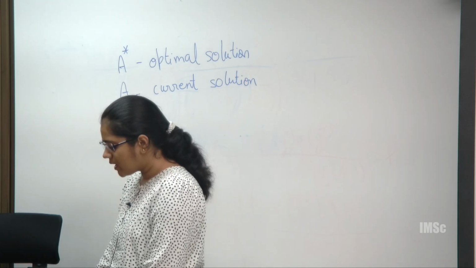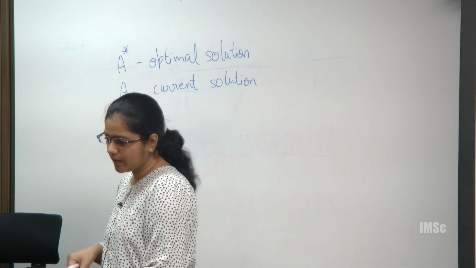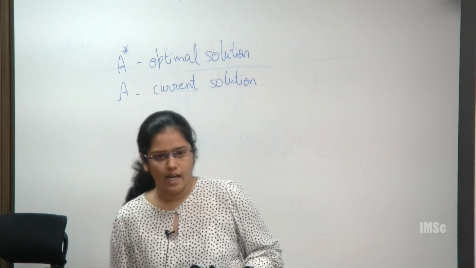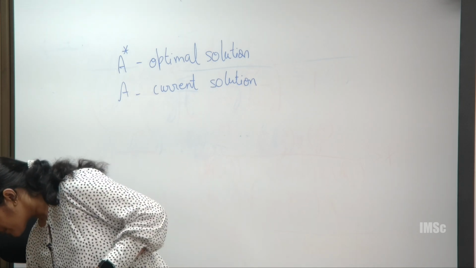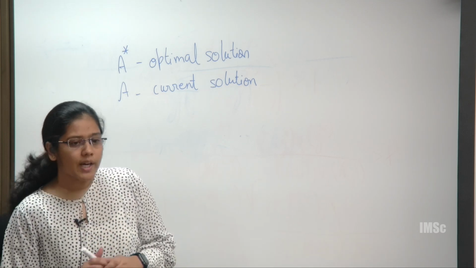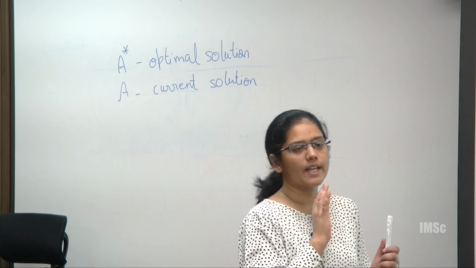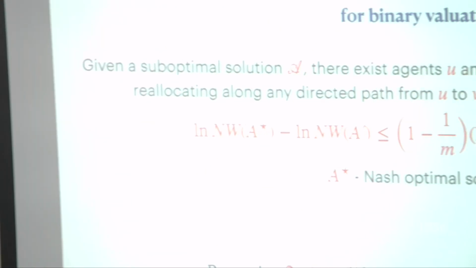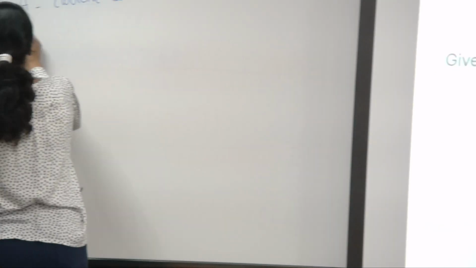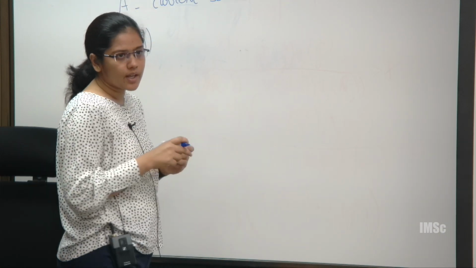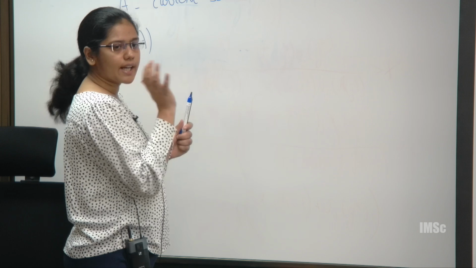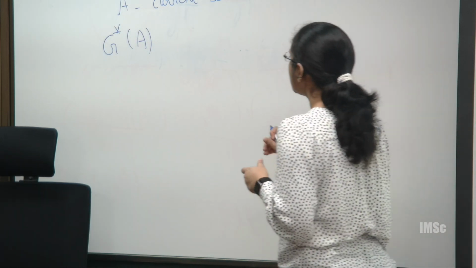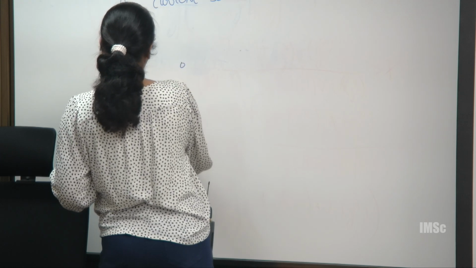What are the items that are currently allocated to an agent in A and in A star? So, again let us draw a graph, but this graph is for analysis purpose only. With respect to A, we construct a graph G star A. Now, what is G star A? Again the vertex set is the same as the set of agents.